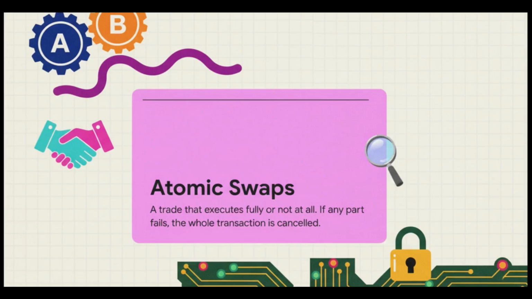And this guarantee is possible because of a really powerful feature in smart contracts called atomic swaps. The name kind of says it all, right? The transaction is atomic. It's an all-or-nothing deal. This is what keeps your funds safe no matter what.